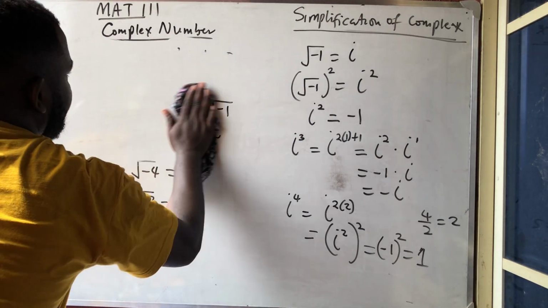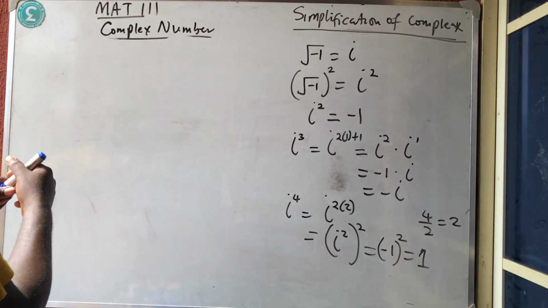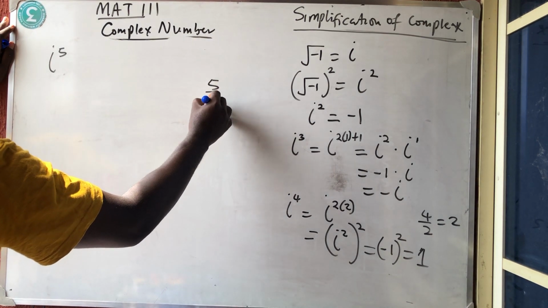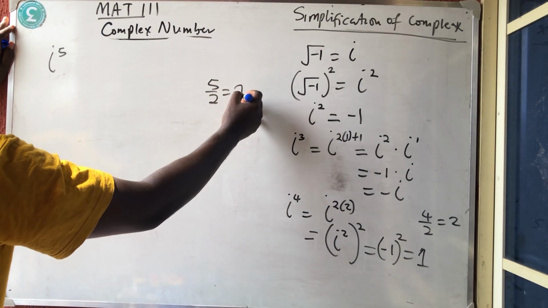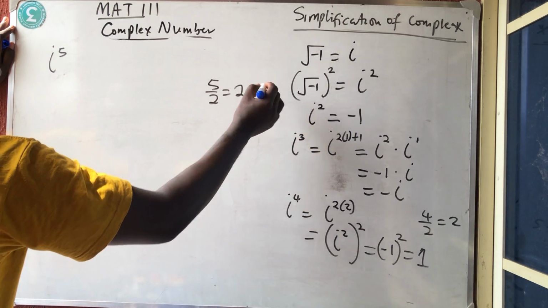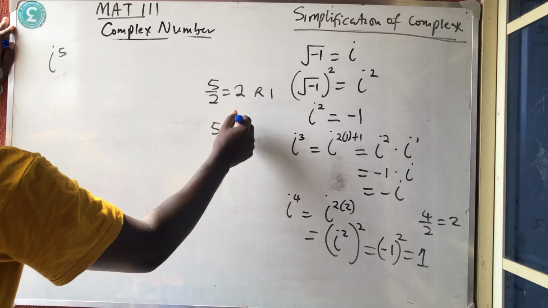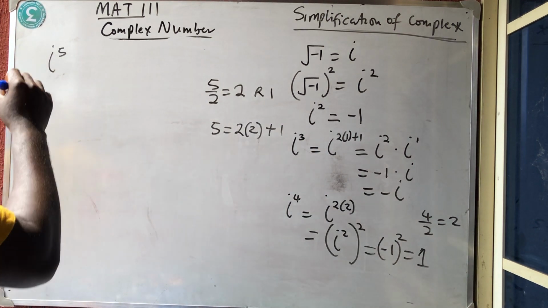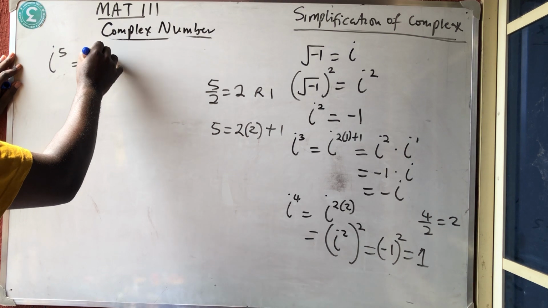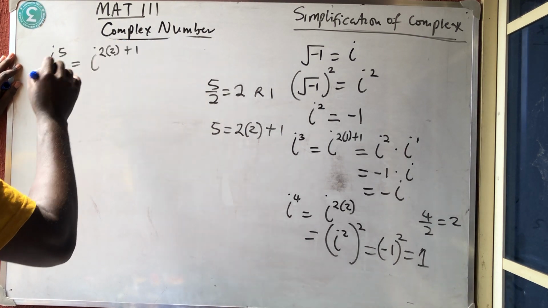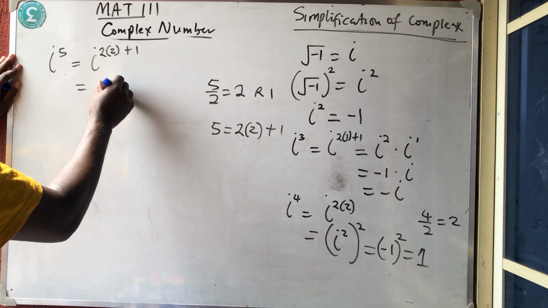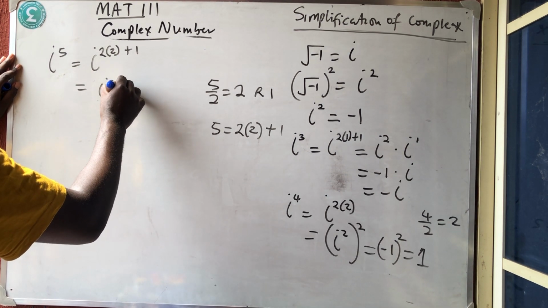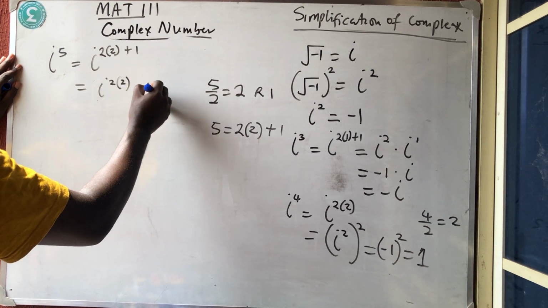So look at i raised to power 5. Let's do the same thing. 5 divided by 2 will give you 2 remainder 1, is it not? So 5 is the same as saying 2 times 2, and remainder means plus 1. Okay? So 5 is the same as saying i raised to power 2 times 2 plus 1, which will give you i raised to power 2, all raised to power 2, times i raised to power 1.